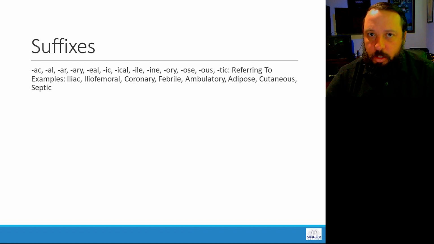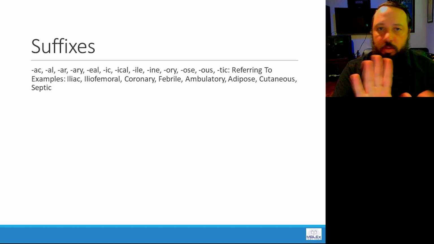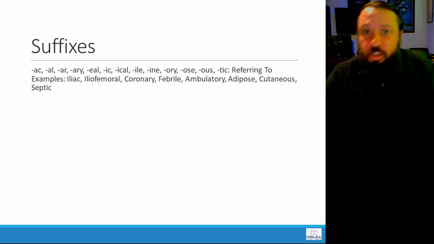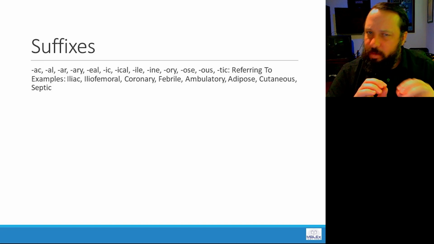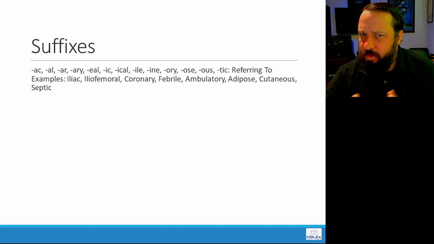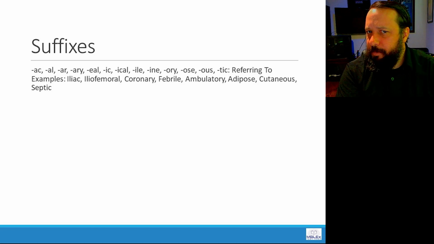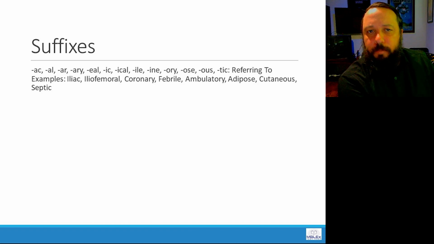Ambulatory, referring to the ability to walk, right? So you see those terms, they all just mean referring to, okay? So there's not a whole lot to those. Those aren't really descriptive terms with regards to the word roots, but you see those a lot when we are referencing structures in the body.